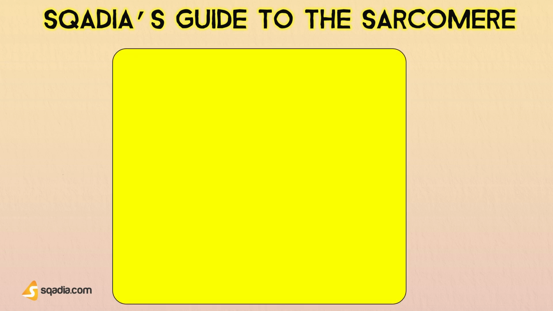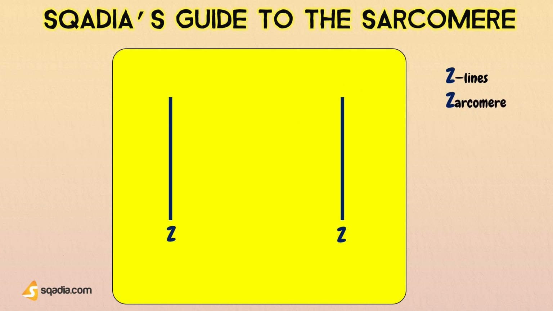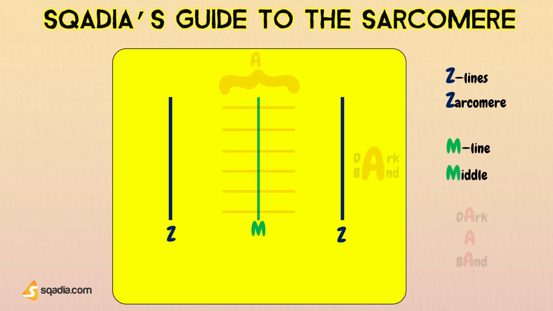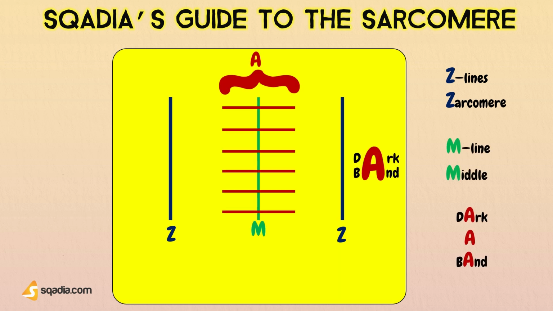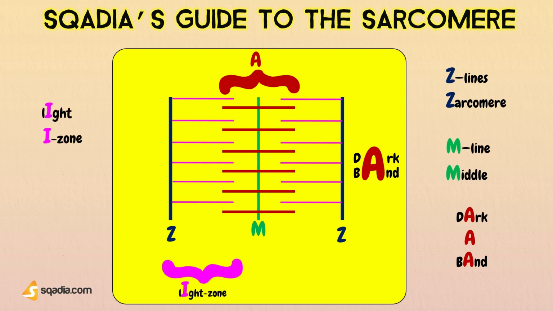First, draw two Z-lines, the borders of our sarcomere. Secondly, draw an M-line in the middle. Thirdly, add a dark A band. Finally, what's left must be the light I zone. So this is the H zone, with heavy chains only.